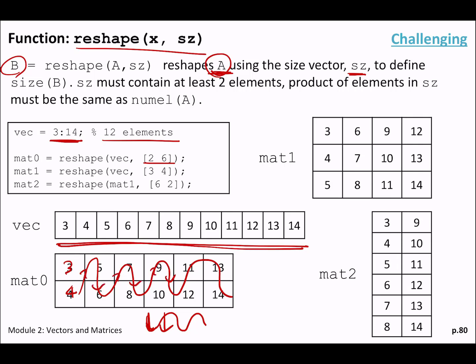Okay. Similarly, you can reshape this row vector to 3 by 4. The way of placing the values is the same: 3, 4, 5, and 6, 7, 8, 9, 10, 11, right? Mat 2 is the same: it fills the column first, and then moves on to the next column.